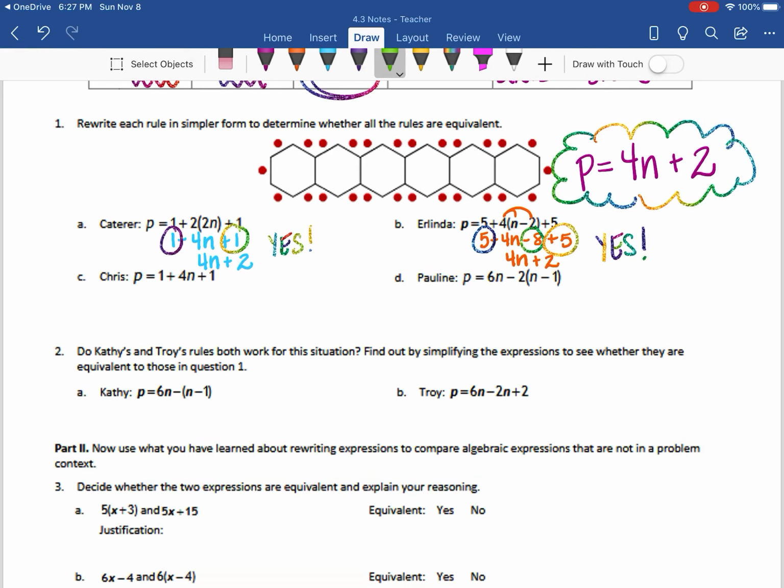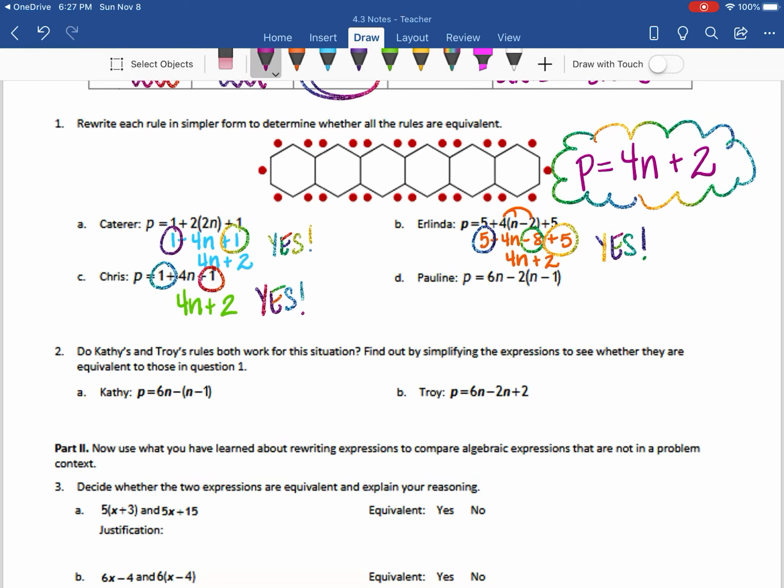Let's look at letter C, which is Chris's rule that he wrote. Okay, we have 4n, 1 and 1. There's no multiplication to be done, so we're just going to go straight to combining like terms. 1 and 1 is 2. So that rule also works, because we ended up with 4n plus 2.